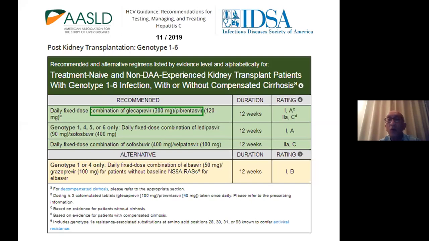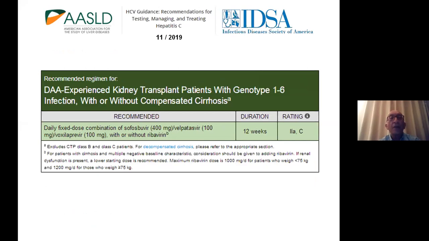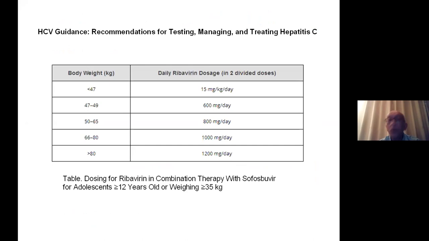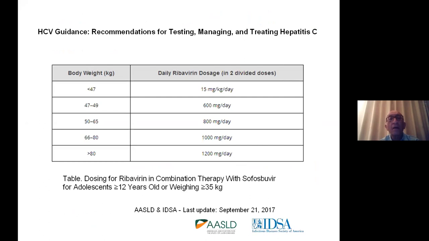For those who have had a previous attack or have been treated with a direct acting antiviral regimen in the past, the sofosbuvir-containing regimen is still the base, with velpatasvir, but you add a third drug, which is voxilaprevir, with or without ribavirin for 12 weeks. You can still use ribavirin according to the body weight as shown in the table, and you should also consider the GFR, monitoring or changing the dose of ribavirin according to the GFR of the patient.